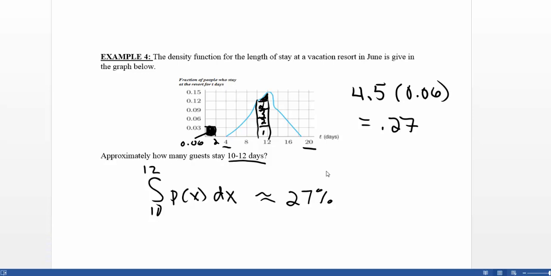If I wanted to know other lengths of stay, I would use the same process by approximating how many blocks were there and then multiplying by 0.06 because that is the area of one block. So we can use this method when we have pictures, and that pairs up with our third property that said to find the area between 2 points, look at the area under the curve. So let's try another example that's going to require us to think about density functions and how we put them to use.